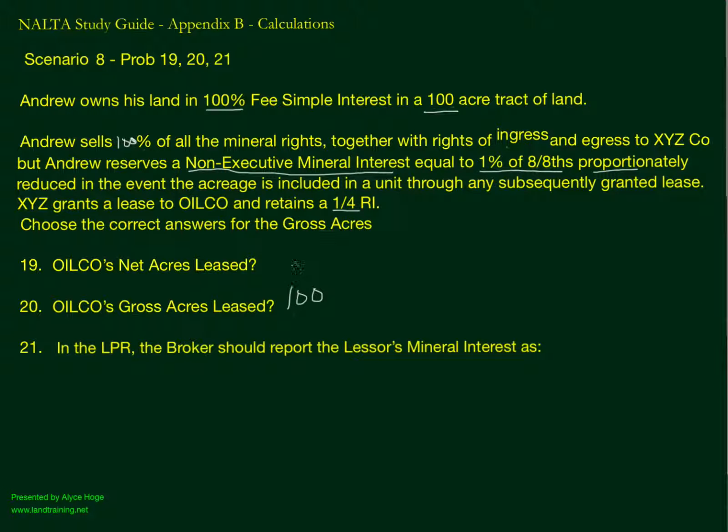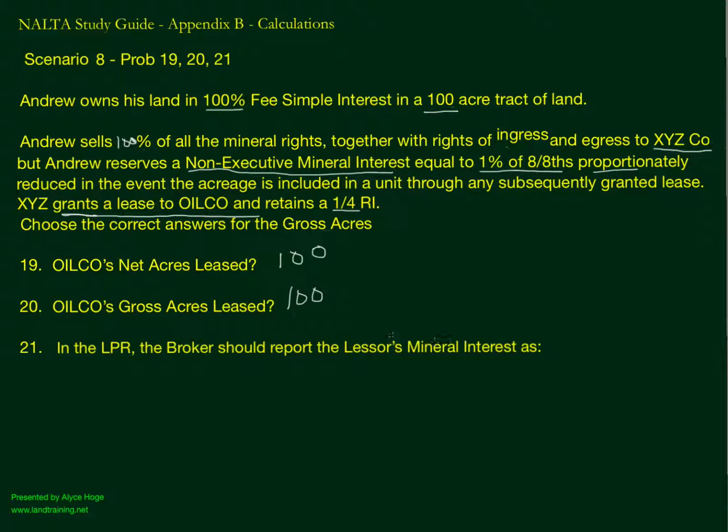And the net acres, we also know is going to be 100 acres because there's no reduction in his interest. Now, he did sell this 100% interest of all the mineral rights to this XYZ company. And then he also granted a lease to that. And then he grants a lease to Oil Co.